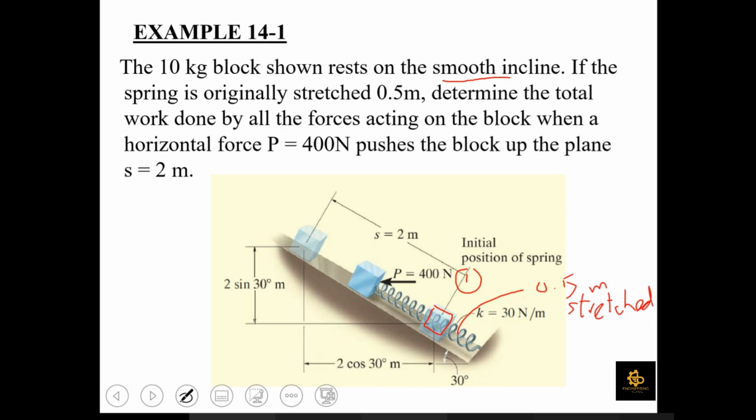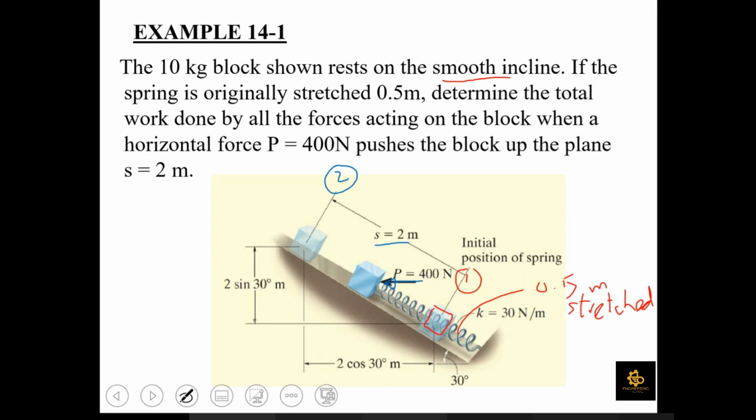You apply a horizontal force P, which is equal to 400 Newton, on this particle. As a result of this force, this particle is going to move up that incline. Once this particle has traveled a distance of 2 meters up that incline, our position 2 would be this position, 2 meters from position 1 up this incline. You need to find the work done by all the forces acting on the block as shown in the figure. Due to the application of this horizontal force P, the particle is going to move upward a distance of 2 meters.